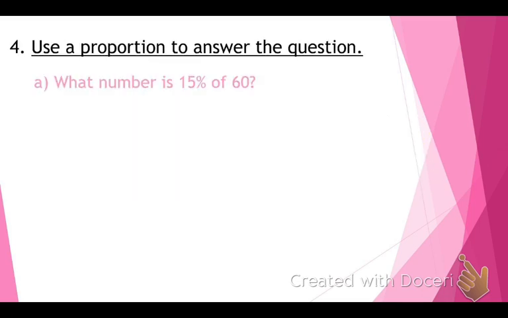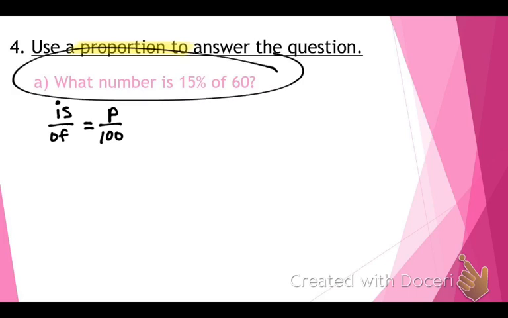All right, this one's asking us to use a proportion to answer the question, what is a proportion? It's two ratios that equal each other, okay? So what is ours that we know whenever we're doing this proportion? Okay, that's two ratios or two fractions that equal each other. Remember, the thing that a lot of people have had a struggle with is trying to figure out their is, their of, and their p. So we're just going to take this right here and break it into three sections.